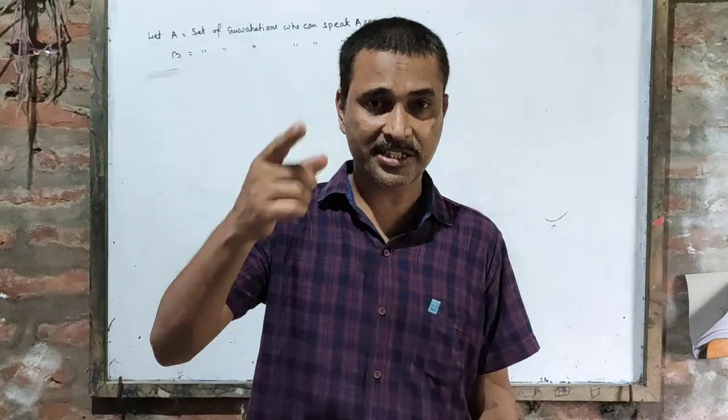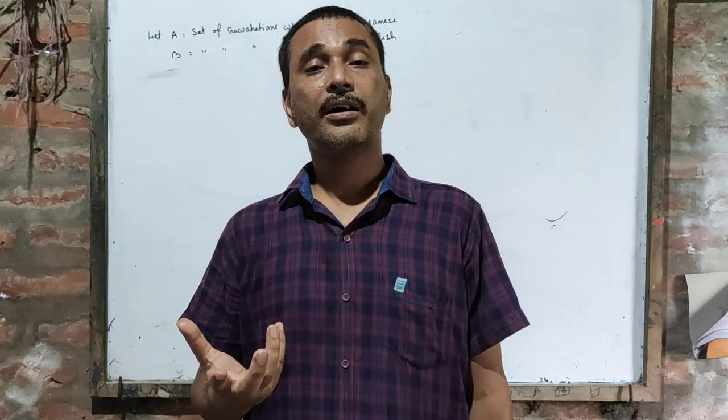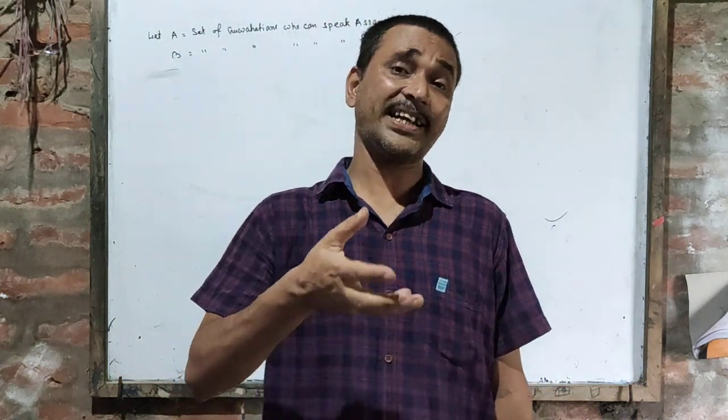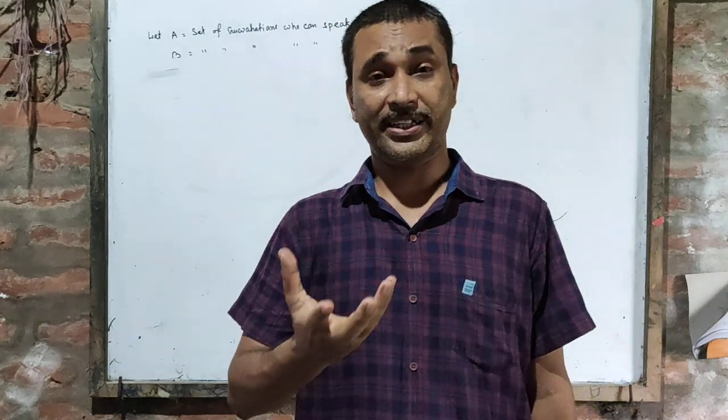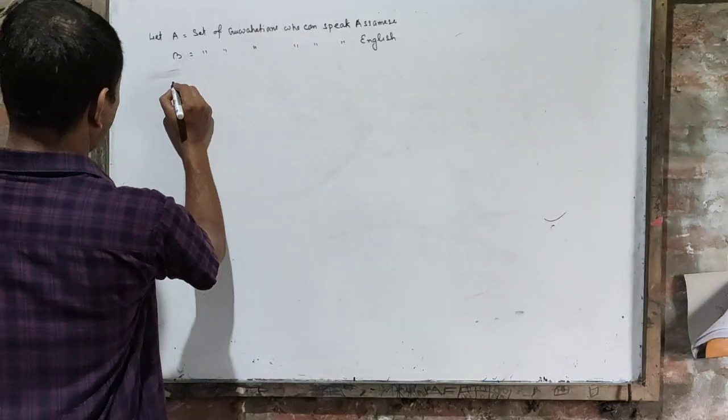So what is the universal set in this discussion? The universal set is the set of people residing in Guwahati. That means the set of Guwahatians. So in this case, let us take n of U.